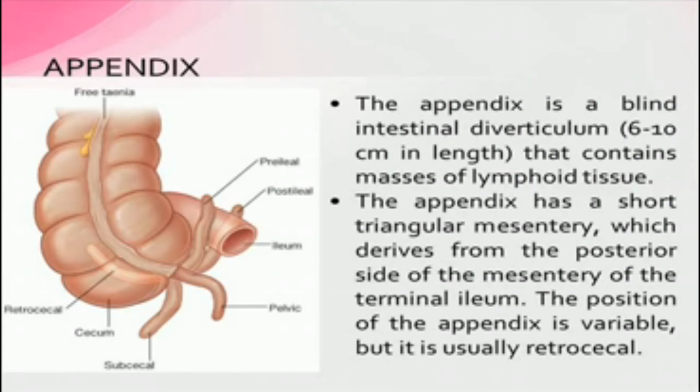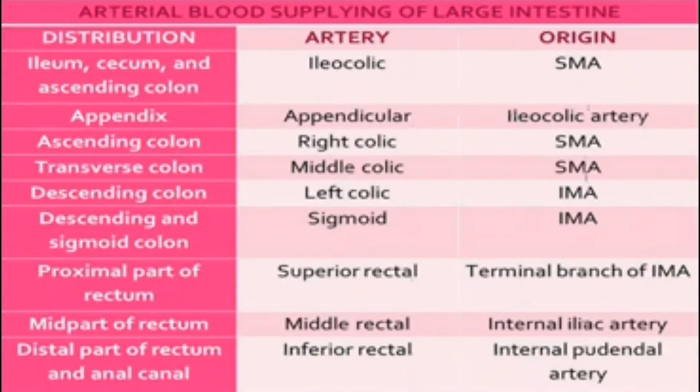The appendix is a blind intestinal diverticulum that contains masses of lymphoid tissue. The appendix has a short triangular mesentery, which derives from the posterior side of the mesentery of the terminal ileum. The position of the appendix is variable, but it's usually retrocecal.